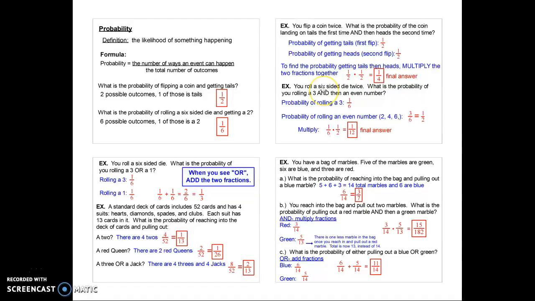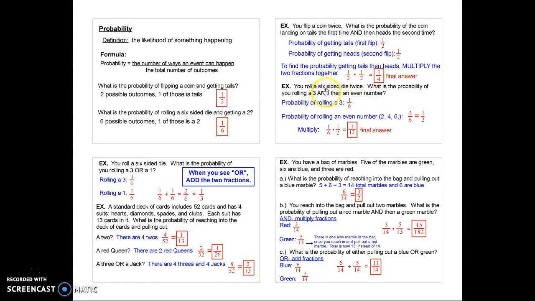So now second example, you roll a 6-sided die twice. What is the probability of you rolling a 3 and then an even number? So our first probability is rolling a 3. Out of the 6-sided die, I have 1 3 on there. So it's a 1 out of 6 chance. Probability of rolling an even number. Now remember, your even numbers are 2, 4, and 6. So I have 3 possibilities that would make this happen out of my 6 total, which does reduce to 1/2. So you do need to always reduce your probability if you can.